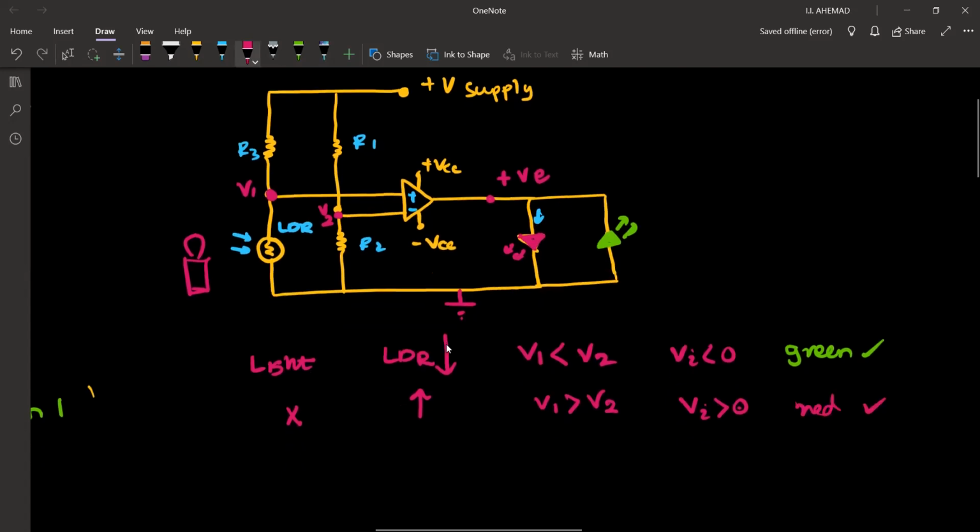So, by comparing this single voltage, by comparing V1 with fixed V2, we can make a flame sensor. We can just check if the flame is on or off. Is the idea clear? How we can use this operational amplifier as a voltage comparator? Draw this diagram.